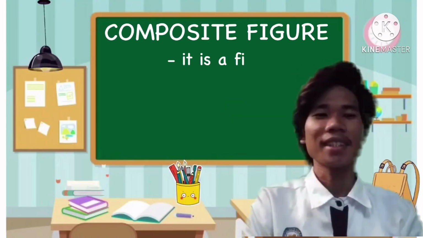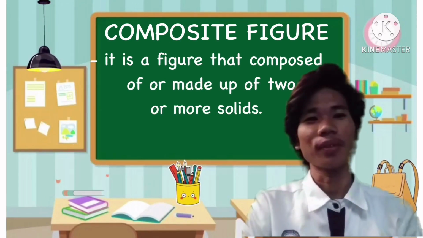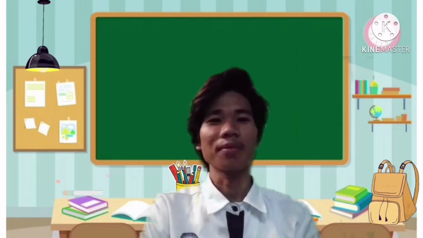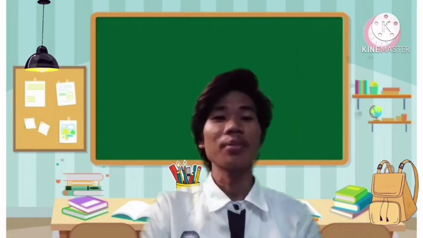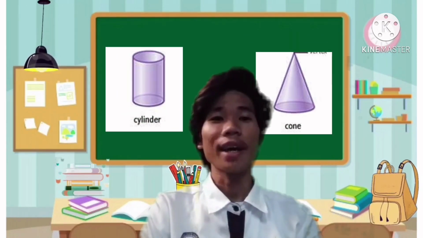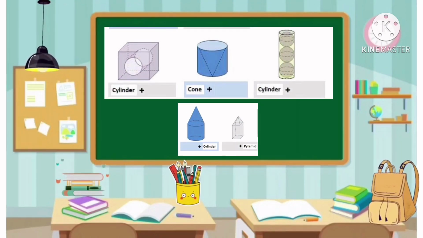Composite figure. A composite figure is a figure that is composed or made up of two or more solids. Solids that make it up are generally prisms, pyramids, cylinders, cones, and spheres. Here are examples of composite figures. Now, let's try to compute the example of a composite figure.